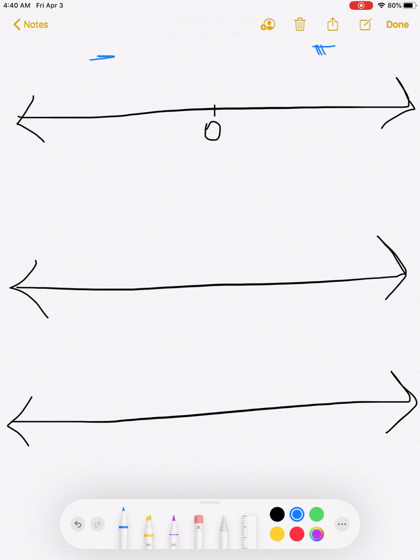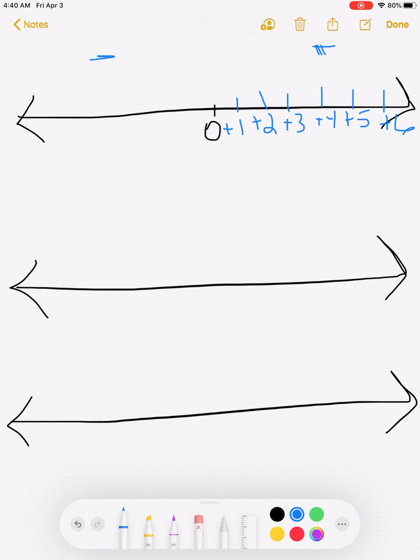All right, so let's go ahead and plot. Plot as many numbers as you can. All right, so I'll use blue on this side. So this will be a positive 1, positive 2. Now remember, if you don't see the positive sign, it's still a positive number, okay? Positive 3, positive 4, positive 5, and I think I have enough room for a positive 6.